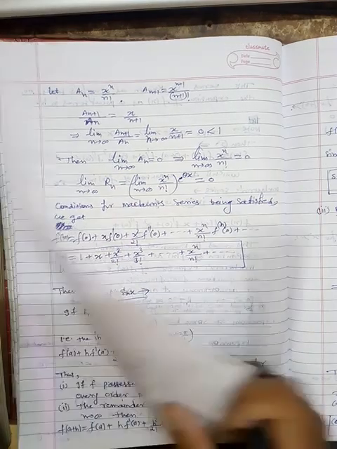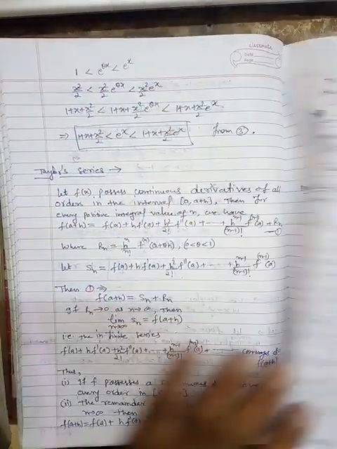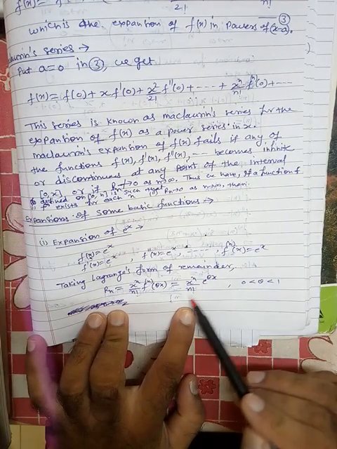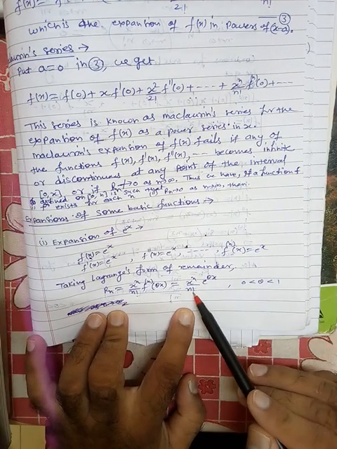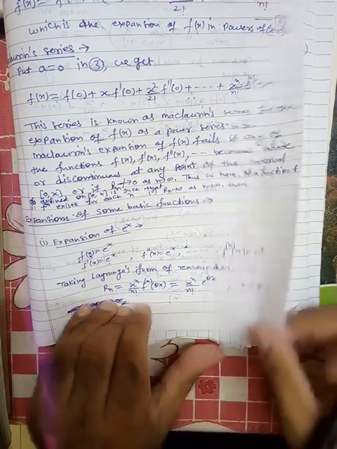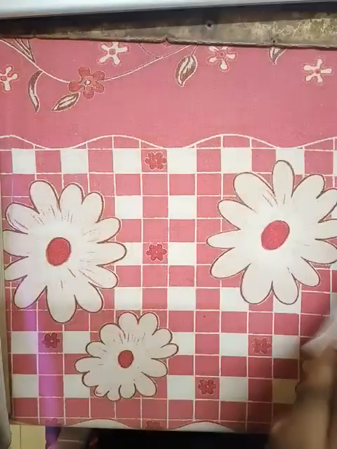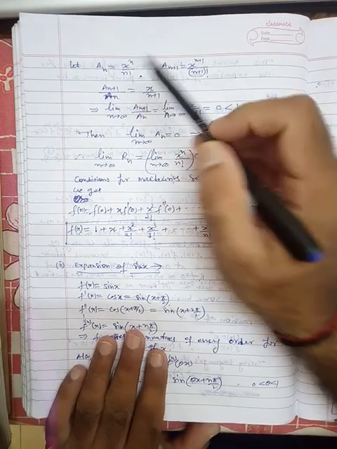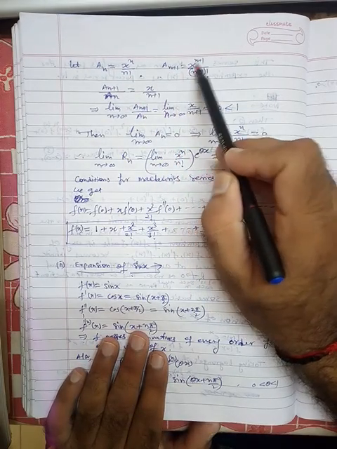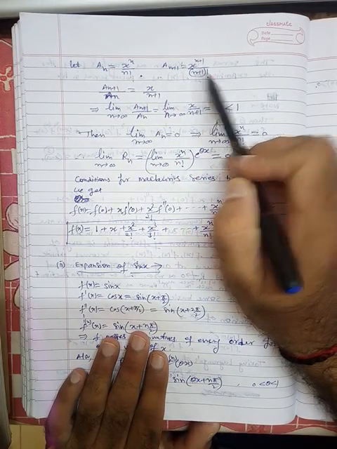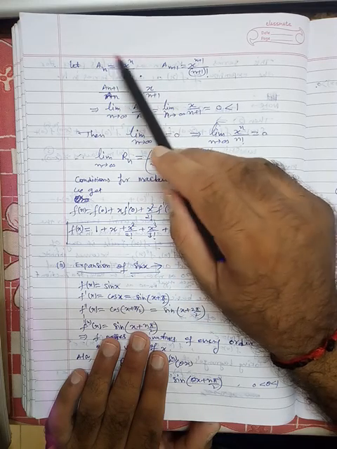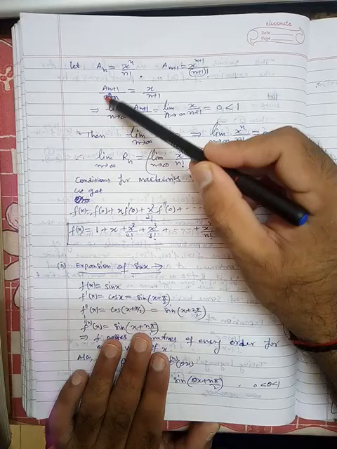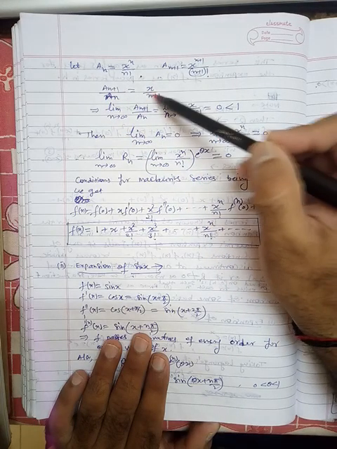If you see in the remainder term, we have this type of term, x raised to the power n divided by factorial n. Suppose this is denoted by capital An, the nth term of the infinite series, An equals x raised to the power n divided by factorial n. So An plus 1 will be x raised to the power n plus 1 divided by factorial n plus 1. Now we apply the ratio test. So take the ratio of these two. An plus 1 divided by An will be x upon n plus 1.